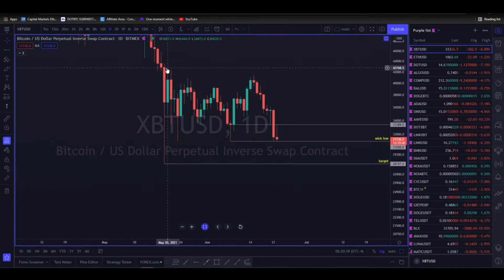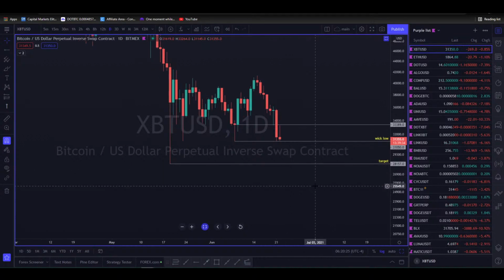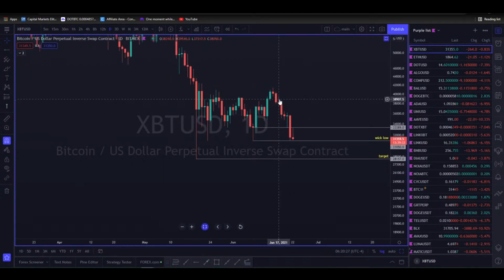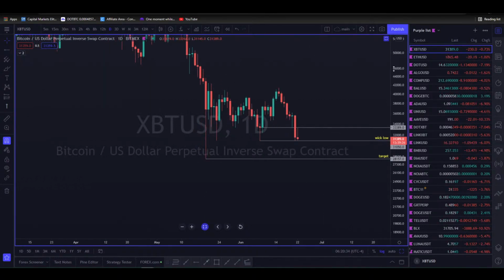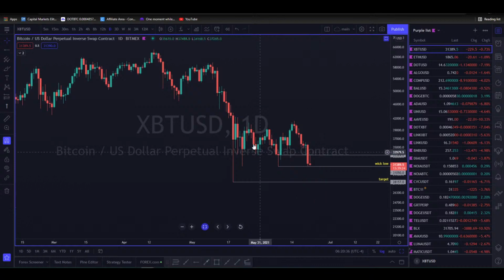You went up to try to take out the high of that candle and you couldn't. So now price is looking to take out the low of it. Unfortunately, this means more sellers than buyers, or faster sellers than buyers. The sellers are in control. Let's just say that.